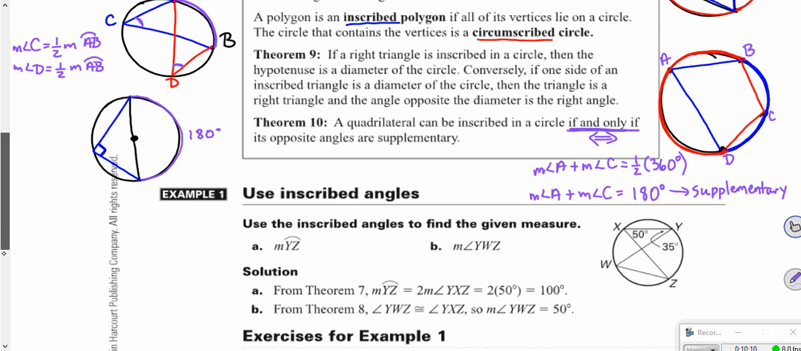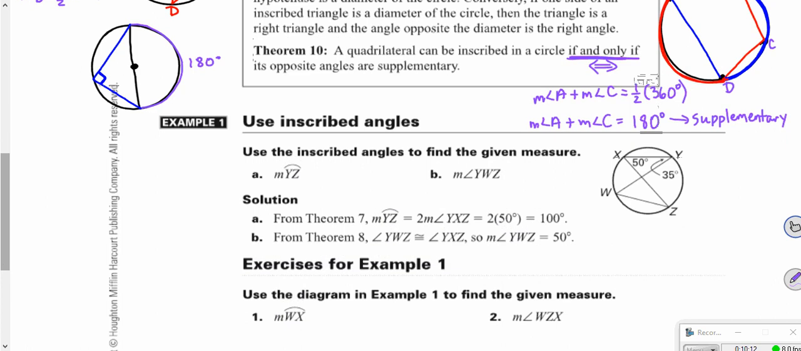Okay, now let's use some of this. Let's look at their example 1. Use the inscribed angles to find the given measure. Measure of arc YZ. Well, YZ here is this. Its inscribed angle is 50. You can clearly see that. So the arc is 100. Again, the inscribed angle is 1/2 the arc length.